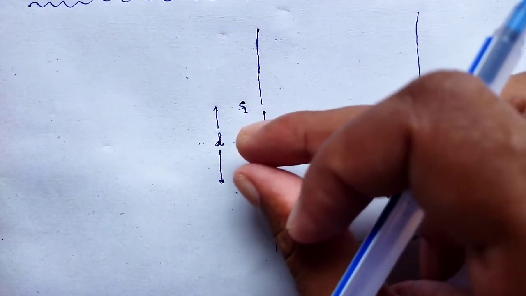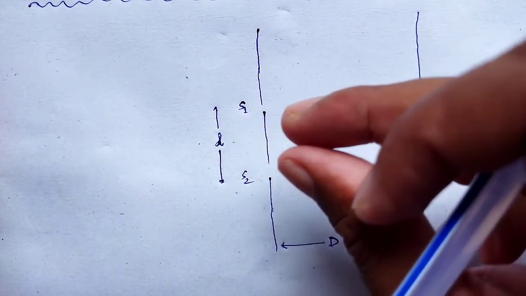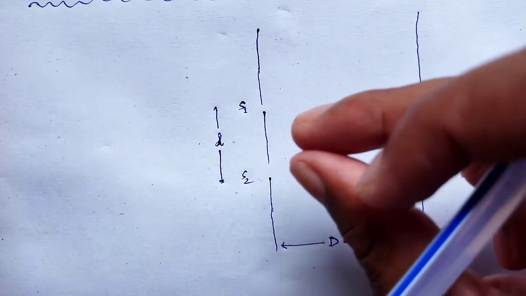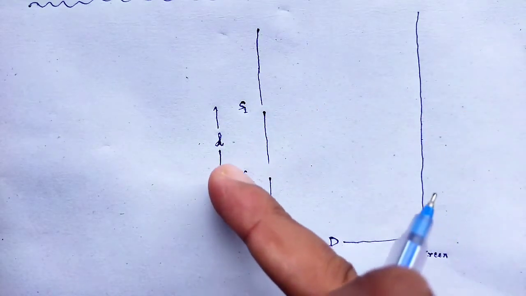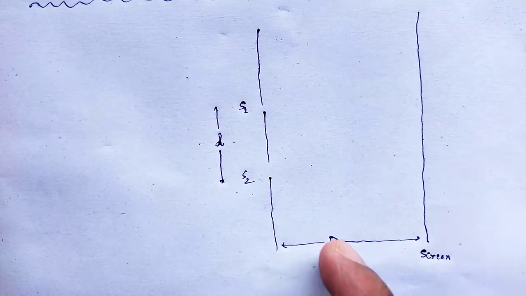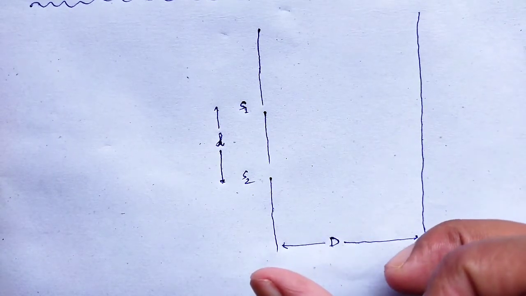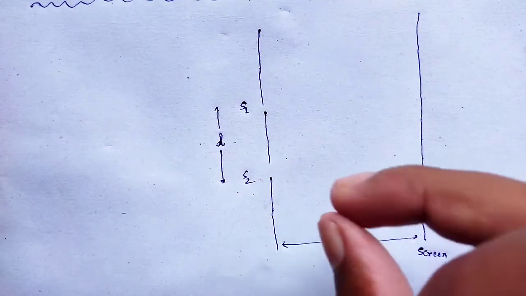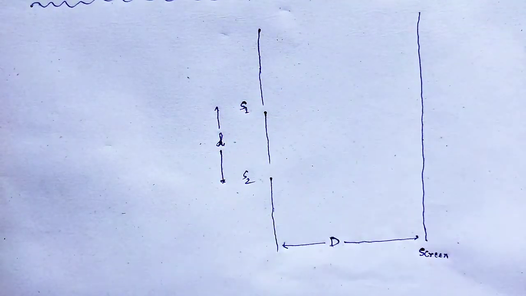The small d is a very small distance, meaning S1 and S2 are very close to each other, in comparison to capital D, which is a large distance. Just like capital D is in centimeters, this distance is in millimeters.